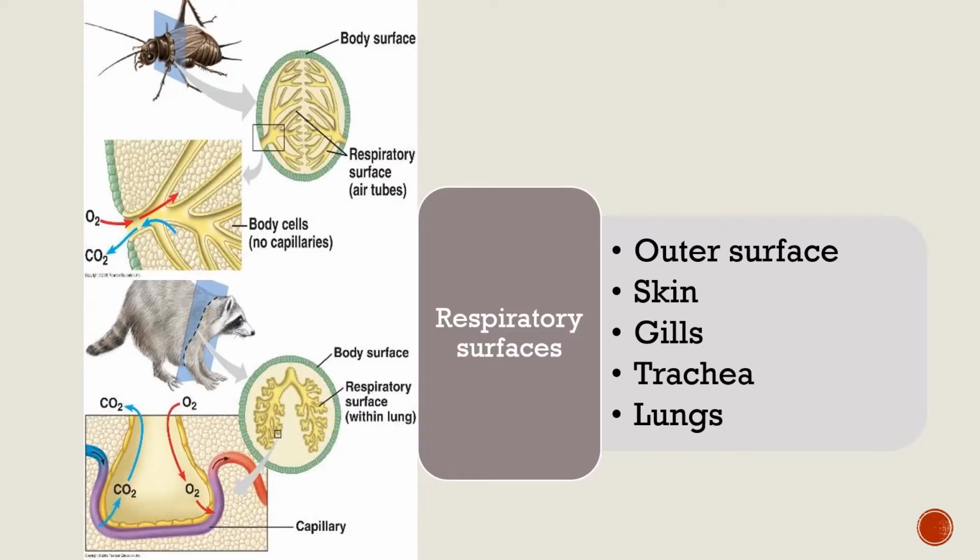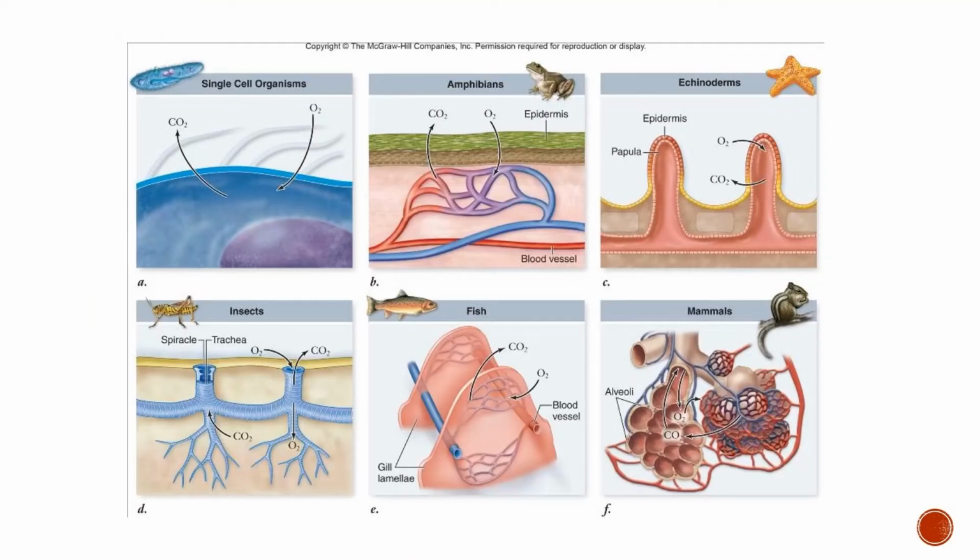In this slide are the list of respiratory surfaces in animal. We have outer surface, skin, gills, trachea, and lung. Different animals will use different respiratory surfaces for gas exchange.